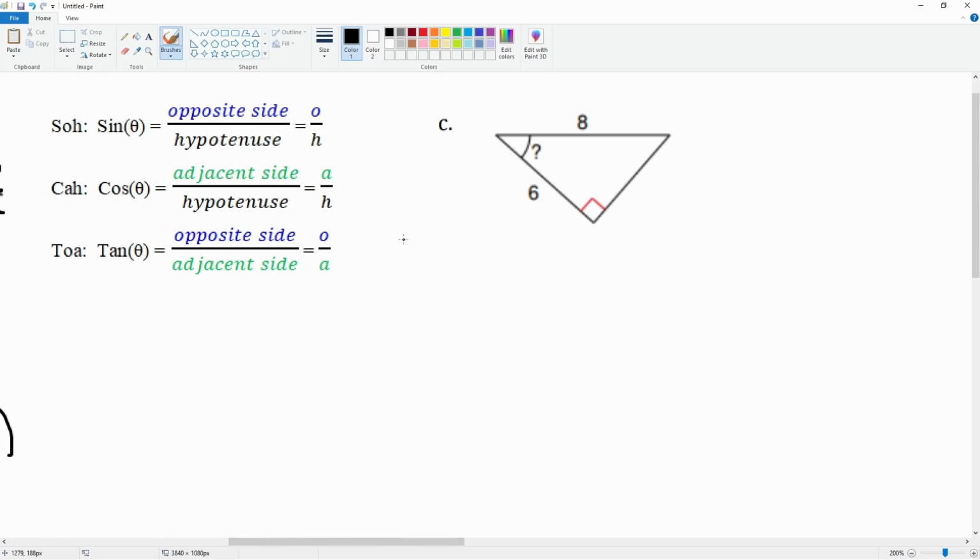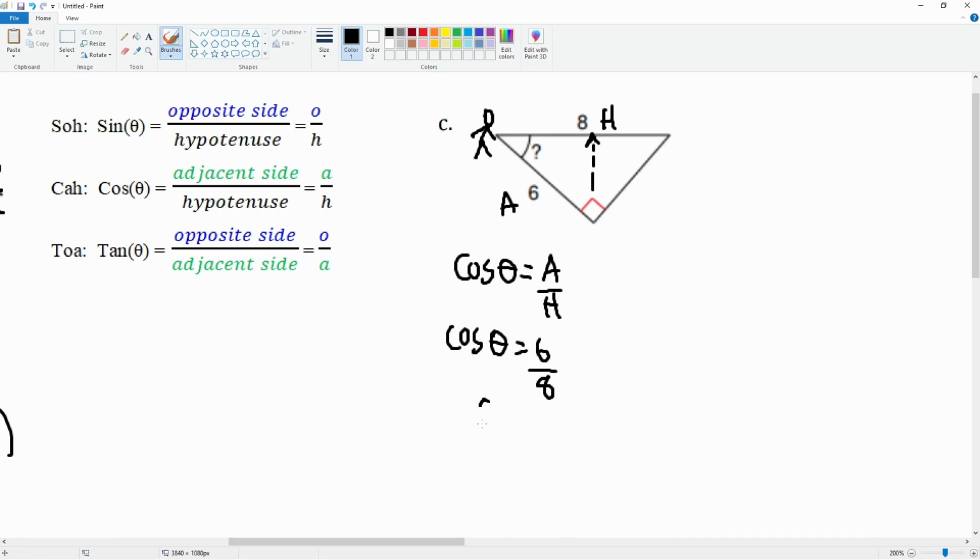C is the last one here. We draw our person here. 6 is the adjacent and 8 is opposite to the 90, so that is hypotenuse. So that is cosine. So cosine of theta is equal to adjacent over hypotenuse. Cosine of theta is equal to 6 over 8. Get that theta alone, so theta is equal to cosine inverse of 6 over 8.